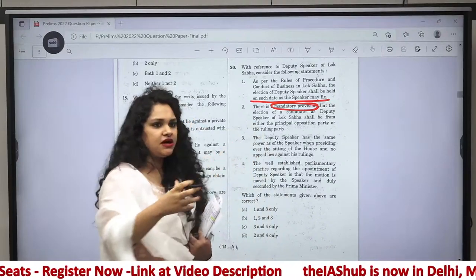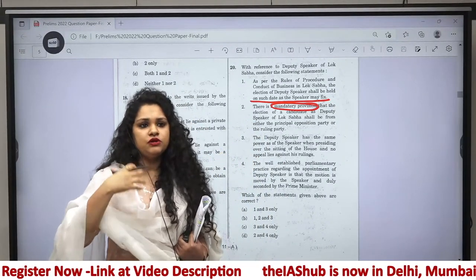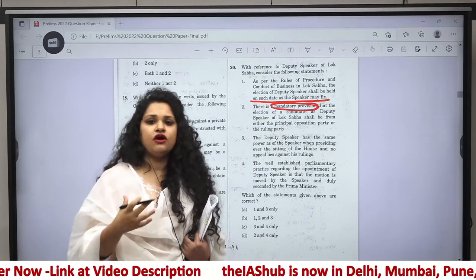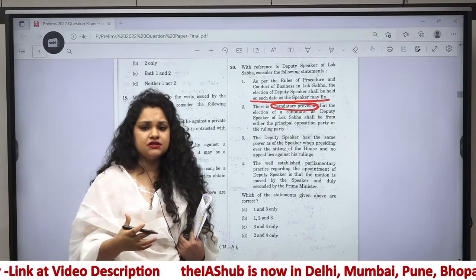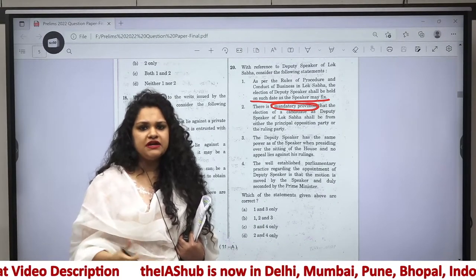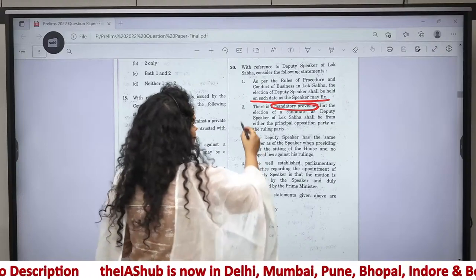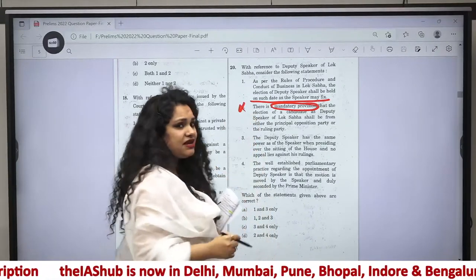Like, for example, what would be done on the first day of the session. These are all normal normative conventions that are formed. Right, so we can eliminate this here.